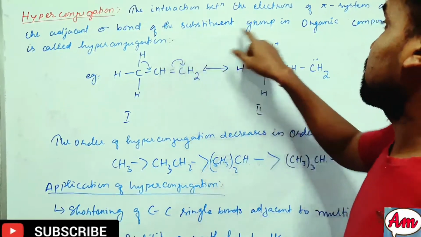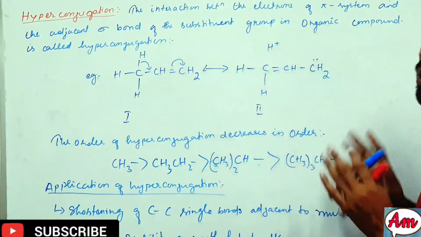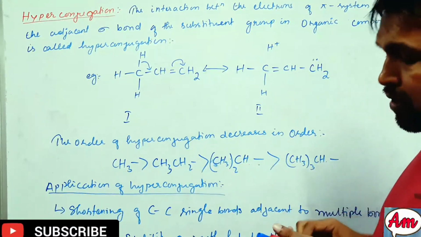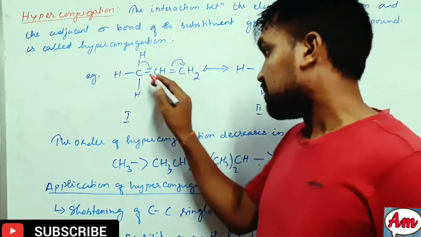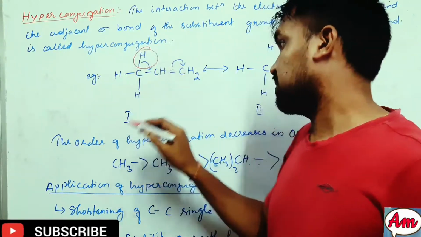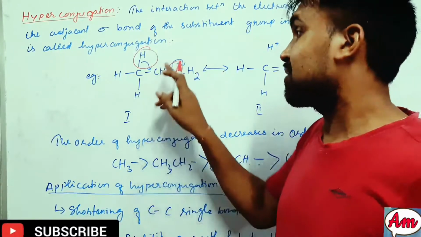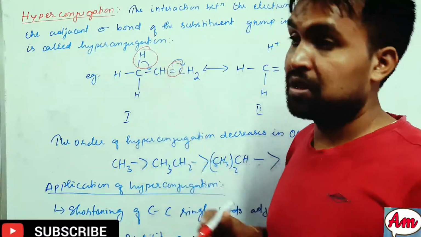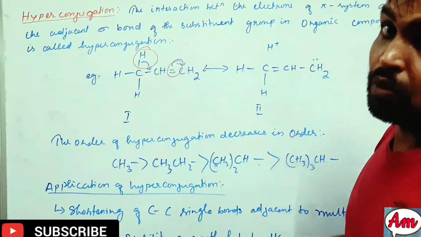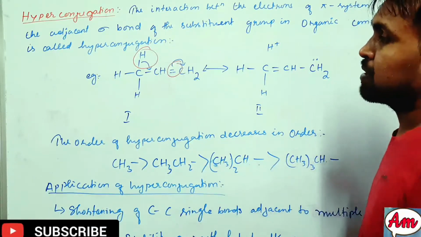So all the substituted groups in an organic compound, what do we call it? Hyperconjugation. For example, you can see here, this is a sigma bond and this is a pi bond. Next to this pi bond, this is the sigma bond. So the interaction between these two bonds, sigma and pi, we call hyperconjugation.